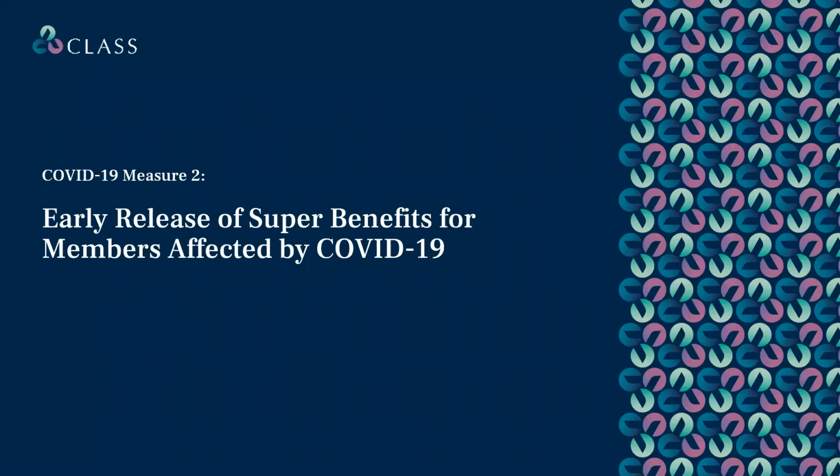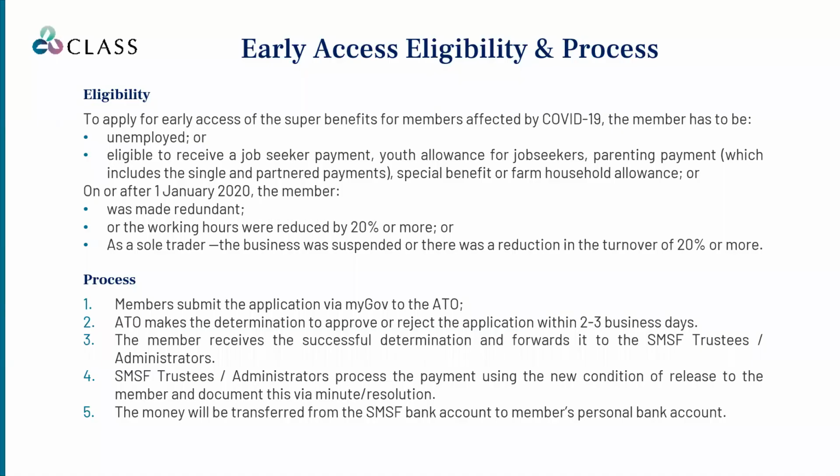The next measure is on the early release of super benefits for members affected by COVID-19. So I won't go through the eligibility. If you've got a copy of the slide, you can read it yourself. But what I want to touch base on is, noticeably, it's based on the working hours reduced by 20% or more as one of the criteria. So it's not necessarily the income reduction, but the working arrangement.